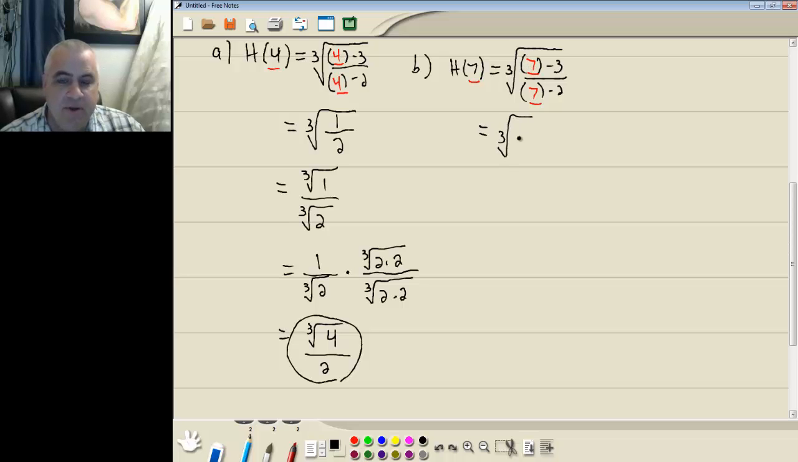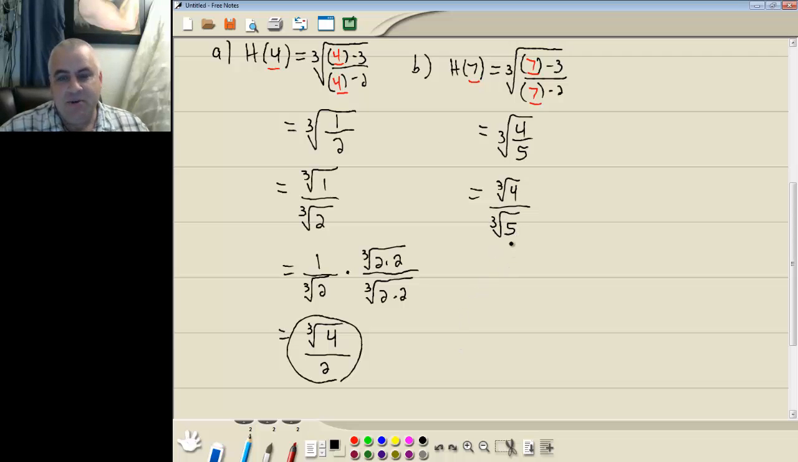Well, we got the cube root. 7 minus 3 is 4, and 7 minus 2 is 5. Again, we got a problem. We got a fraction inside of a radical, so we don't want that. So we'll split it up. Put a radical around the top, so I got the cube root of 4. And we'll put a radical around the bottom, so we got the cube root of 5.